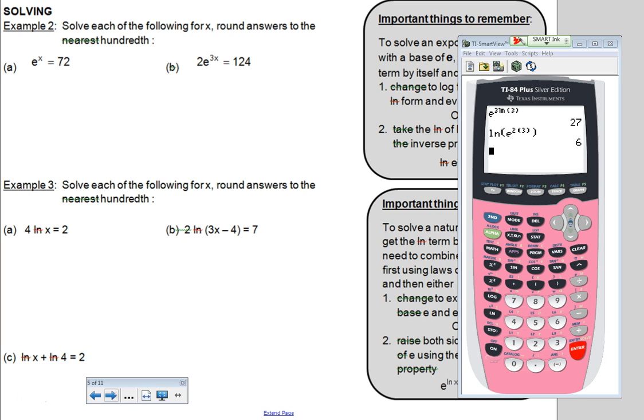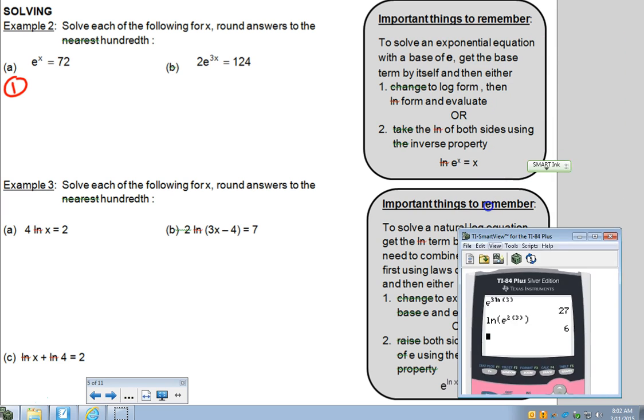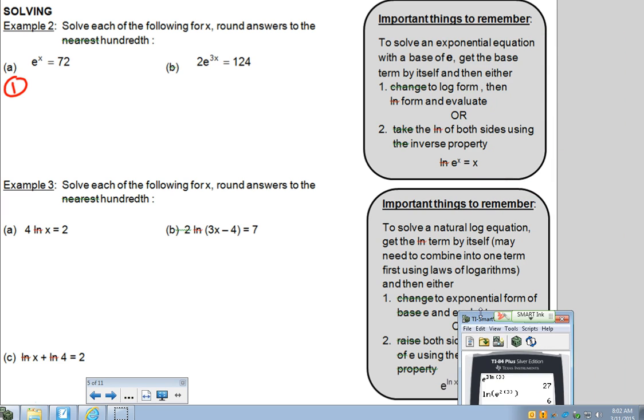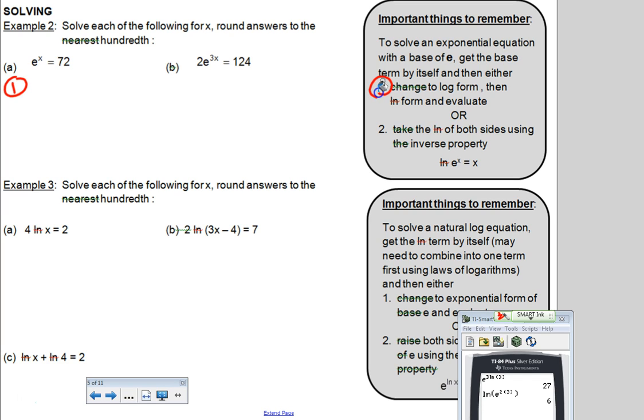So 2a, if I want to solve an exponential, you could try to do like bases, but you can't with e's. So that is out of the way. So there's 2 options that you can do to solve for a. And we'll show you both of them now, and then you can choose whatever way you prefer better. Okay, so option 1 is you can change to log form and then evaluate.